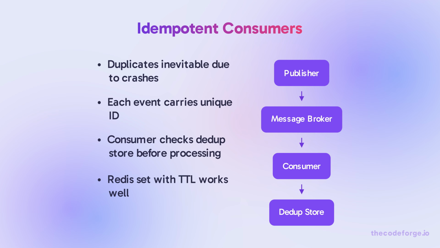Each event carries a unique ID. The consumer stores processed event IDs in a deduplication table or Redis set. Before processing an event, it checks if the ID was already processed.